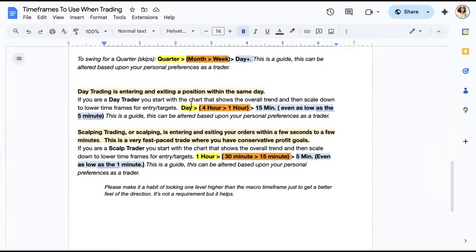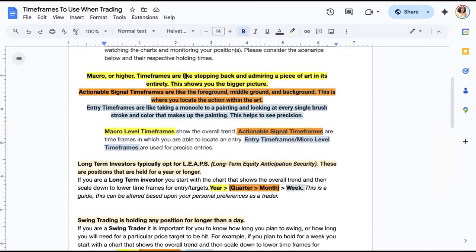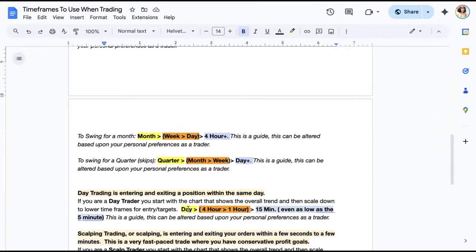And that's why I color coded it yellow, orange, and blue. Yellow means, hey, this is your macro. Orange is your actionable signal. Blue is your entry. So if I found an actionable signal on the day, or the 4 hour or the 1 hour, because remember, you can find actionable signals on your macro, then when it's time for me to get into the trade, I need to go to the 15-minute or lower. This is a guide. It's just trying to show you how to view time frames, okay?